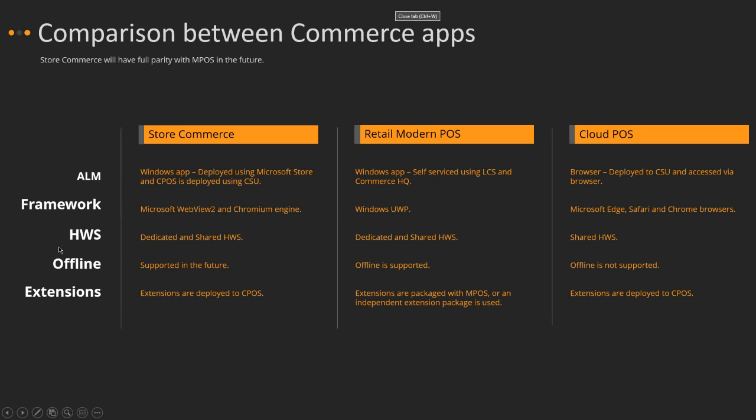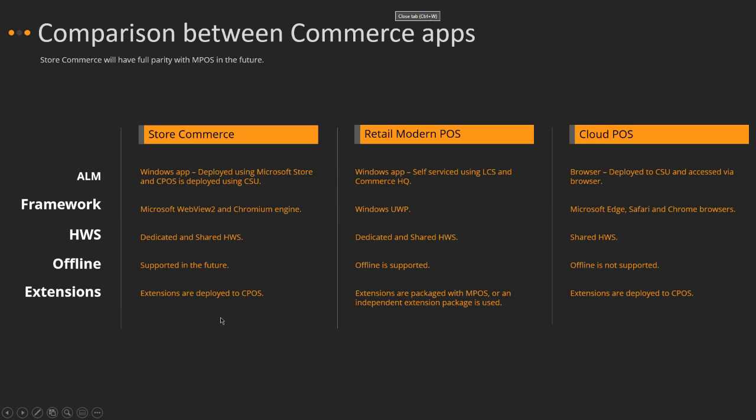Next is the hardware station. Store Commerce will support both dedicated and shared hardware station. Retail modern POS also supports dedicated and shared hardware station, but cloud point of sale supports only the shared hardware station. Offline will be supported for this app in the future; for now it's not supported, but in modern point of sale it's already supported. Cloud point of sale offline will not be supported.